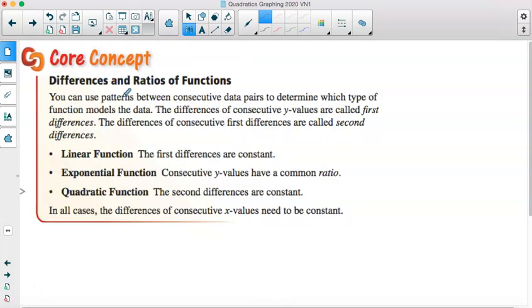Can we look at these functions in a different way and be able to decide if they're linear, exponential, or quadratic? Linear functions have differences that are constant, the exponential functions have a common ratio, and then the quadratic function says the second difference is a constant. Let's see what that all means.